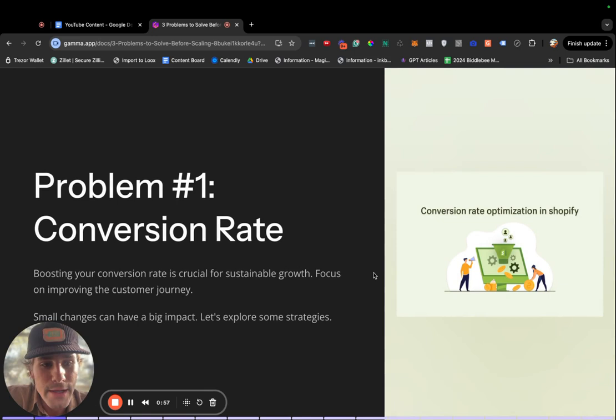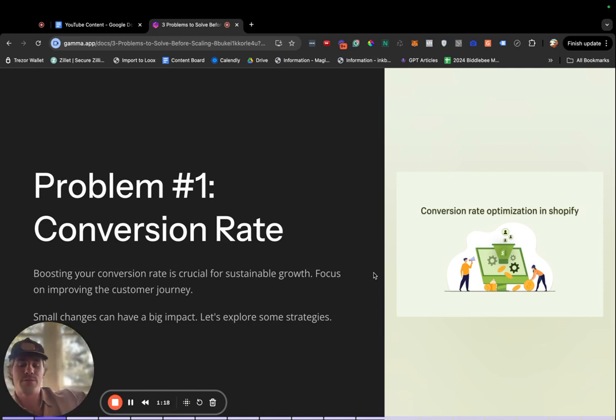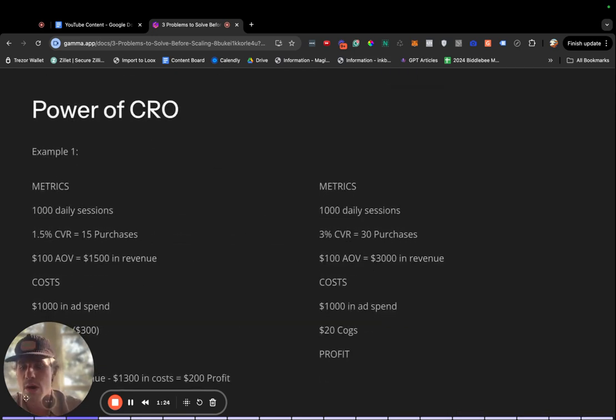Okay, so the first problem that we are going to want to solve is optimizing your conversion rate. Now, this is going to be the most important problem of them all. They're all extremely important, so I hate saying this is the most important. But at the end of the day, this is what's going to have the biggest impact on your bottom line and your profitability, allowing you to spend more to get more traffic in and generate more revenue and more profit. So let me show you why this is so powerful.